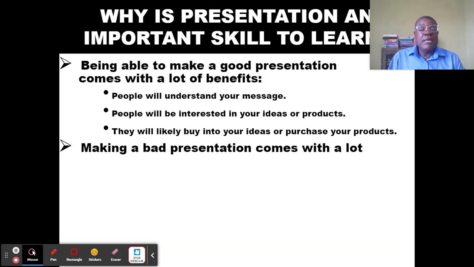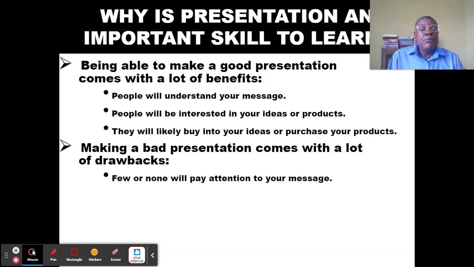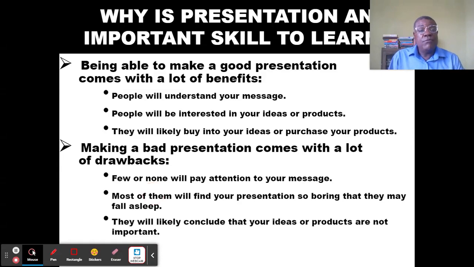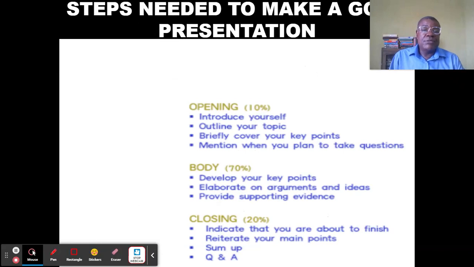Now, on the contrary, making a bad presentation comes with a lot of drawbacks. People will not pay attention to your message. Most of them will find your presentation so boring that they may even slip off. And of course, the most painful aspect is that they will likely conclude that your ideas or products are not important, so they won't pay attention, they won't buy your products, they won't subscribe to your ideas or to your platform. And so it's important to learn good presentation skills.